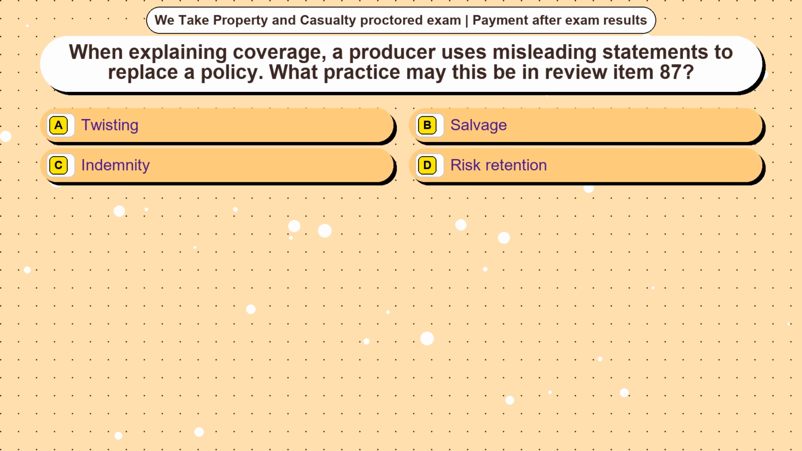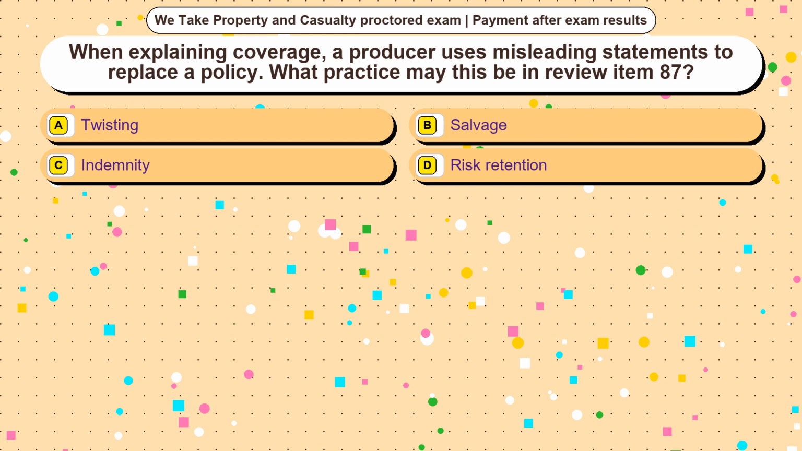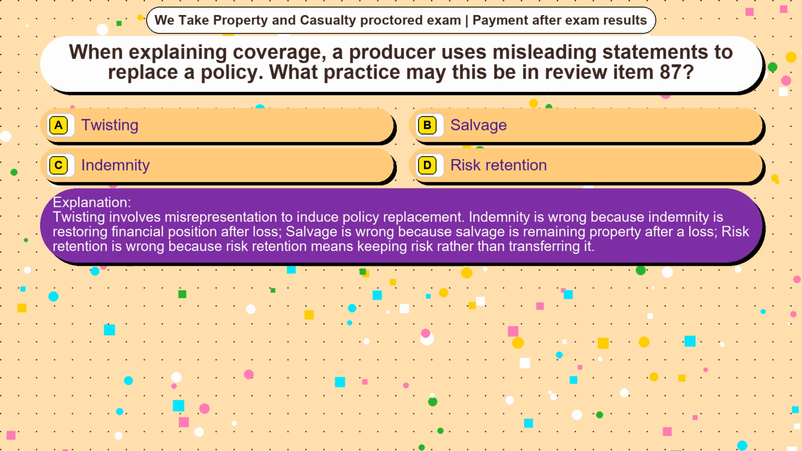Question 13. When explaining coverage, a producer uses misleading statements to replace a policy. What practice may this be in review item 87? Option A, twisting. Option B, salvage. Option C, indemnity. Option D, risk retention. The correct answer is option A. Twisting involves misrepresentation to induce policy replacement.